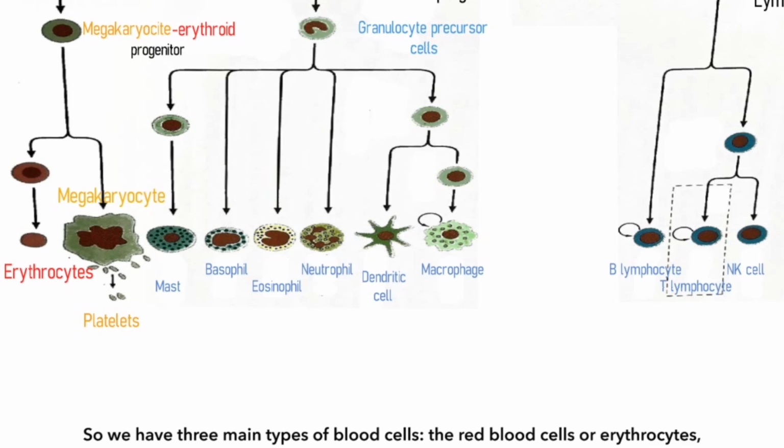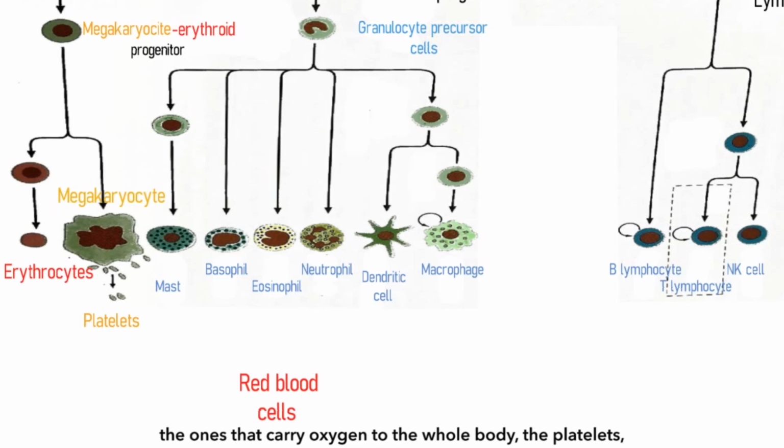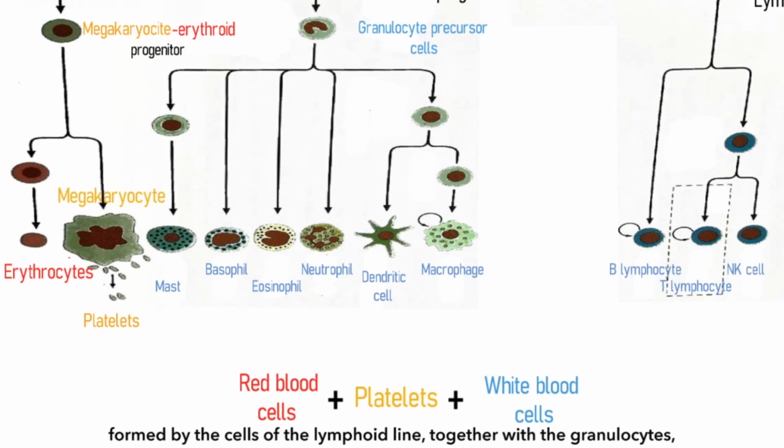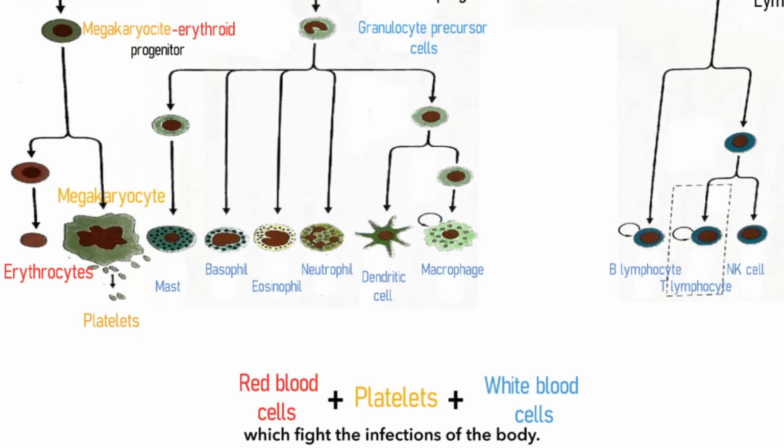So we have three main types of blood cells: the red blood cells or erythrocytes, the ones that carry oxygen to the whole body; the platelets, which are involved in the start of clot formation to stop hemorrhages; and white globules, formed by the cells of the lymphoid line together with the granulocytes, which fight the infections of the body.